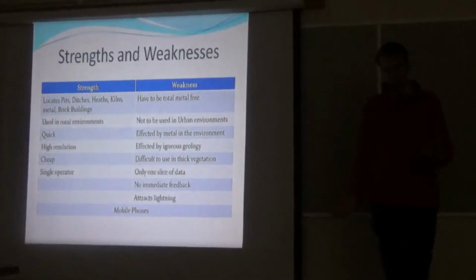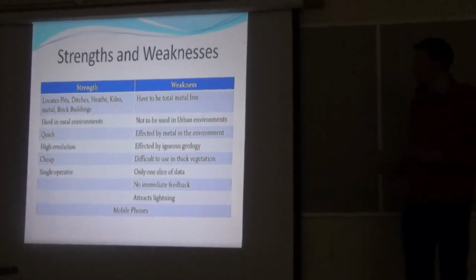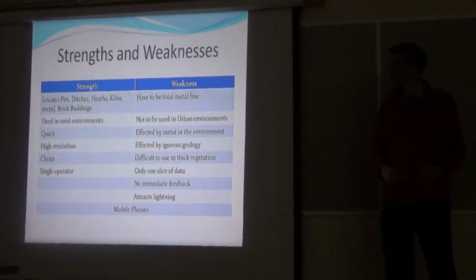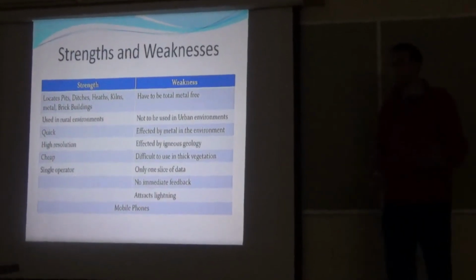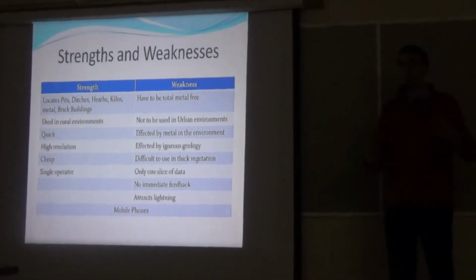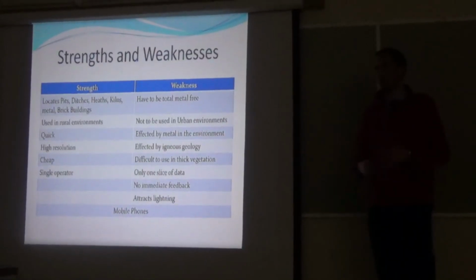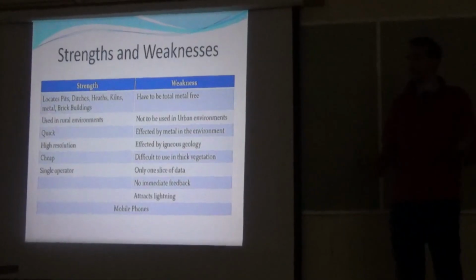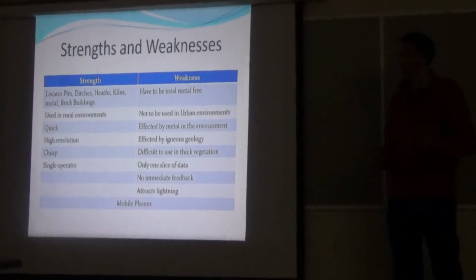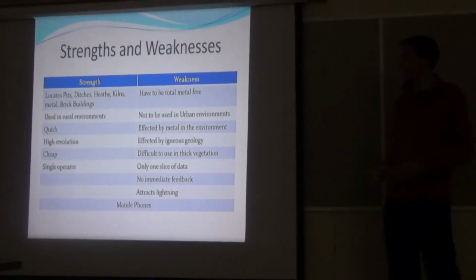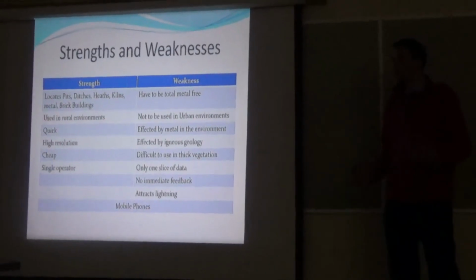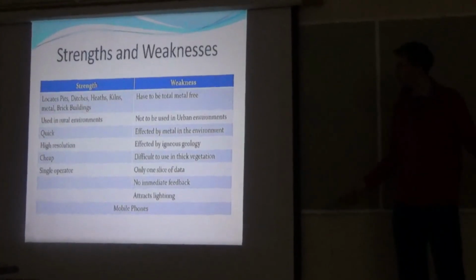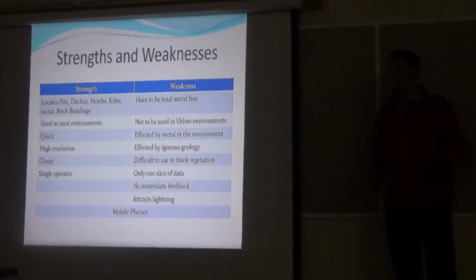You have strengths and weaknesses with magnetometry. Magnetometry is very good for locating pits and ditches, kilns, hearths, brick buildings. It needs to be able to produce a magnetic signal. So that's either through charcoal or heating up either the ground or the material it's made of to change that magnetic signature compared to the background. It's very good in rural environments, so fields, big open areas we like with it. It's pretty quick to undertake.